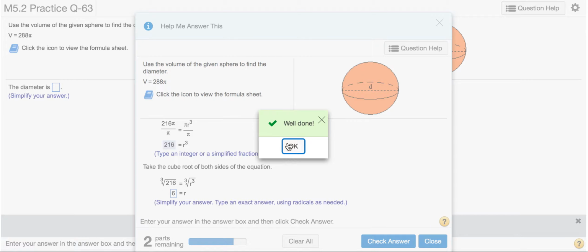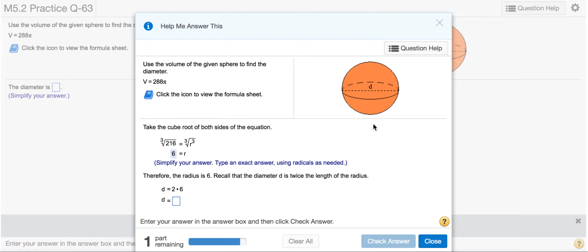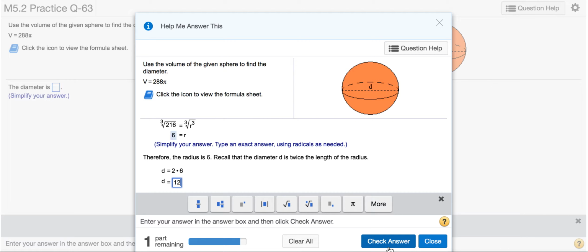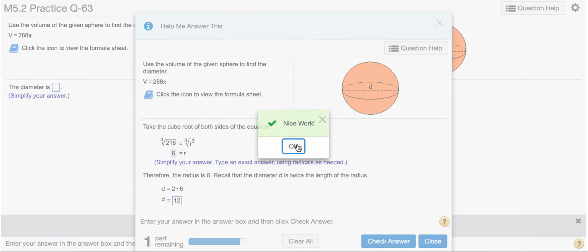But we are not done, because 6 is only the radius, and that would be half of the way. They asked us for the diameter, which means we have to go from one side all the way to the other. If we know half of it equals 6, we know 6 times 2, or 6 plus 6, is going to equal 12. And that will give us the diameter of this basketball.